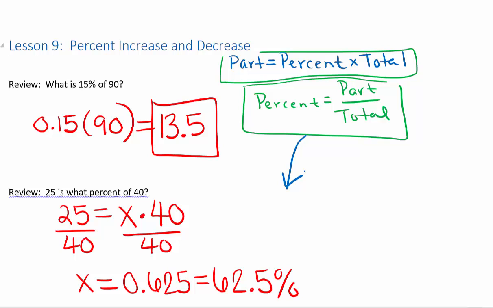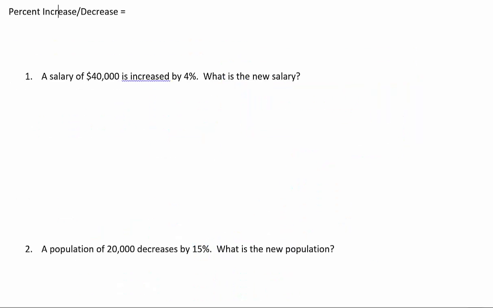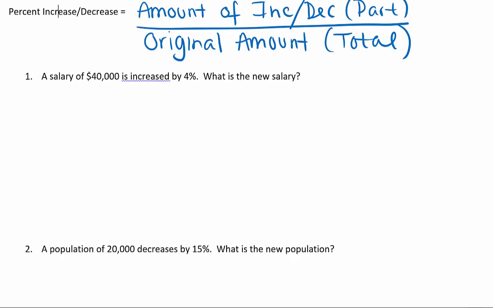Now, we could have skipped a step, and to find the percent, it always works to take the part, which is the 25, and divide it by the total, which is the 40, and that would give you the exact same answer. Now, we're going to take this a step further and talk about percent increase or decrease. The percent increase or decrease is still a percent, so it's part over total, but in this context, the amount of the increase or the decrease, the actual change, is the part, and the total is the original amount. And we'll see how this works through some examples.